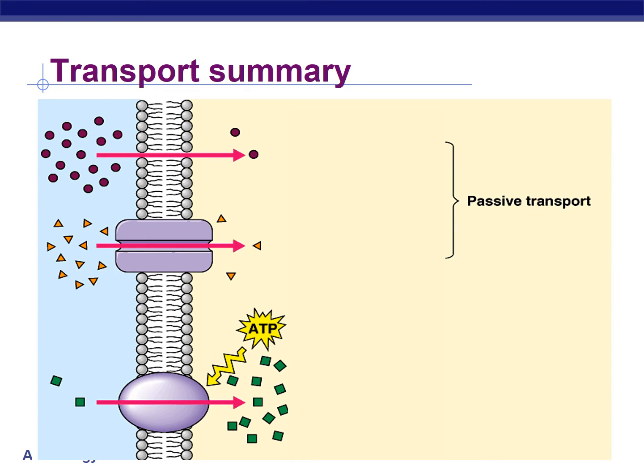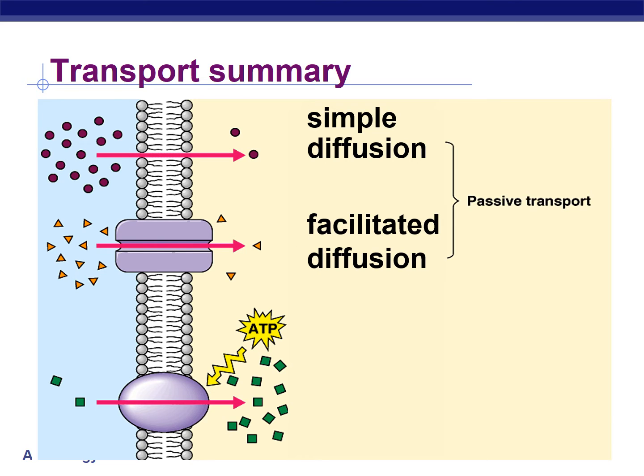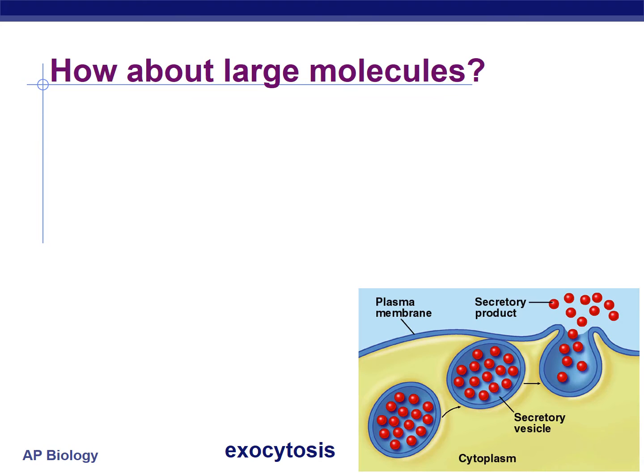To wrap this up in picture form, up top we've got simple diffusion moving nonpolar molecules directly through the cell membrane itself between the phospholipids. We've got facilitated diffusion moving polar molecules through the transport tubes that are open. And then we have active transport, which is moving all kinds of different materials, but just against the concentration gradient with the utilization of ATP.